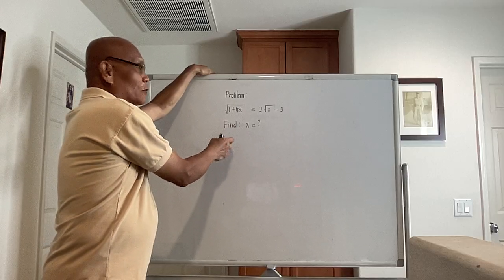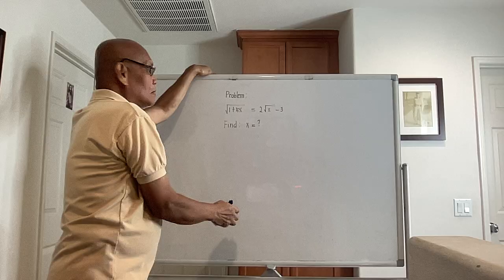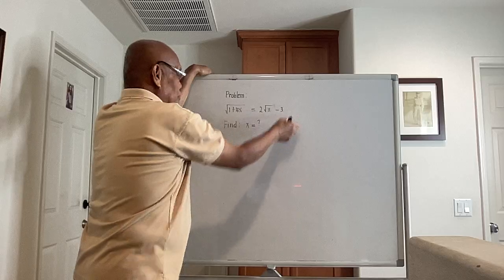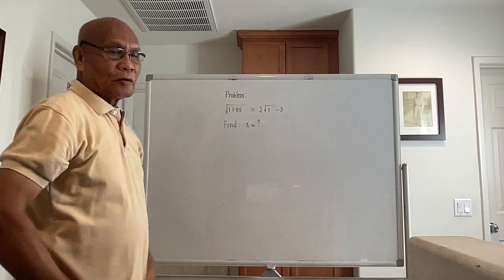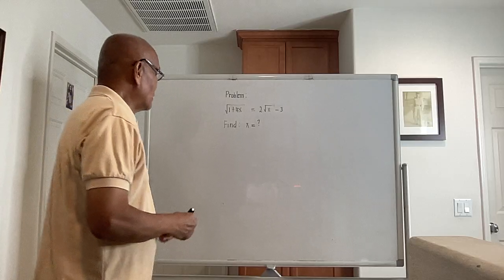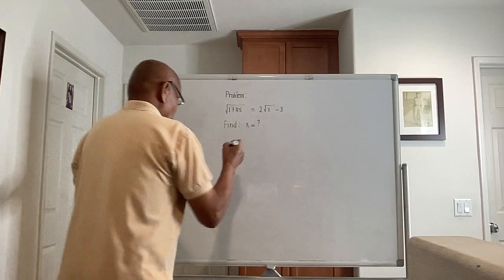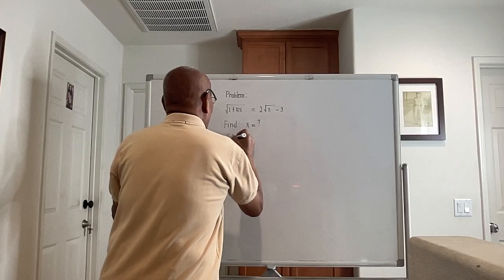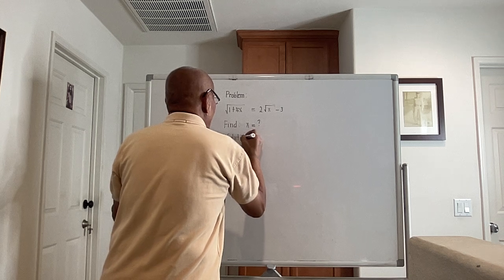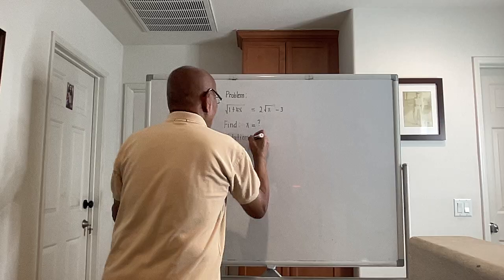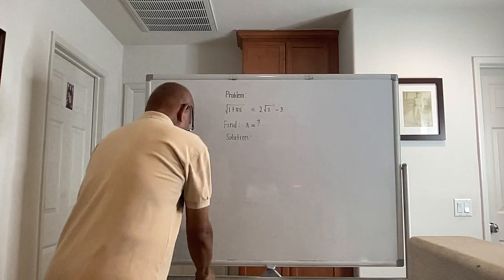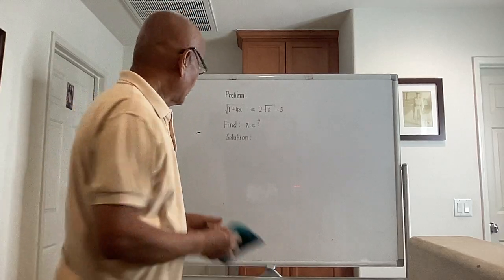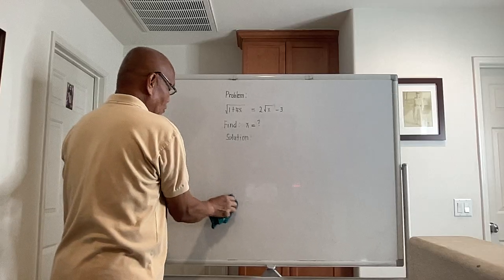We are given a radical equation, the square root of 1 plus 4x, and this is equal to 2 the square root of x minus 3. We are asked to find the value of x. Okay, let's try to bring out the solution of this one. So I write here solution.